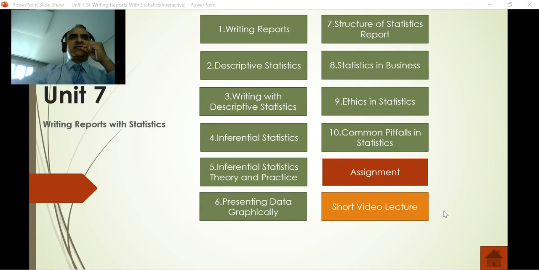So, unit number 7. In unit number 7, we're going to be talking about writing reports with statistics. This unit is very critical. Why? Because in your final assignment, you will be doing the combination of what you did in the previous unit, which is the pivot tables, and then you're going to write conclusions about them, and you're going to do a whole report about it.